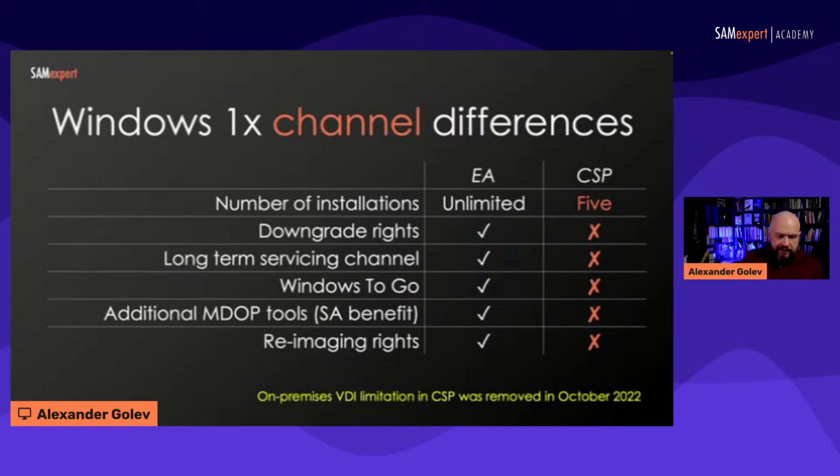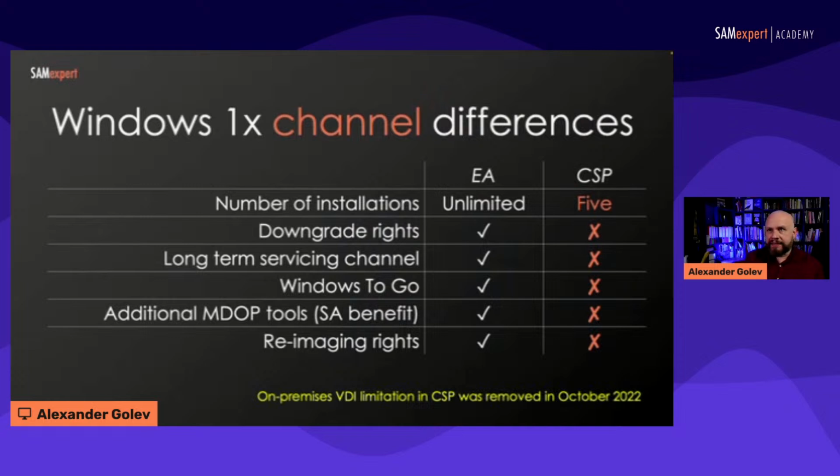So the idea that I want to leave in your minds is that the rights that you get through CSP and volume licenses are different, even for the same product. So if you need additional Microsoft Desktop Optimization Pack tools, this is a software assurance benefit. There's no software assurance in CSP. You won't get it through CSP. So if you need it, you need to buy those licenses differently through a volume licensing channel.